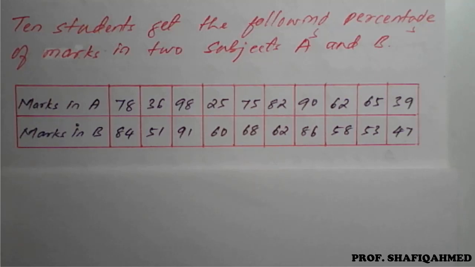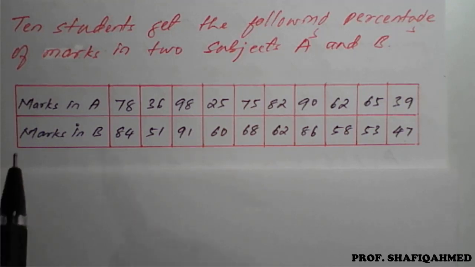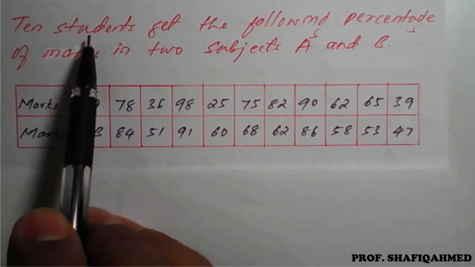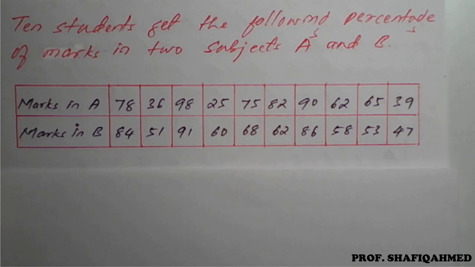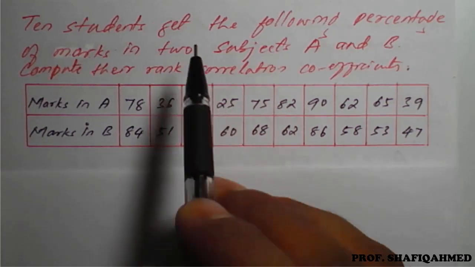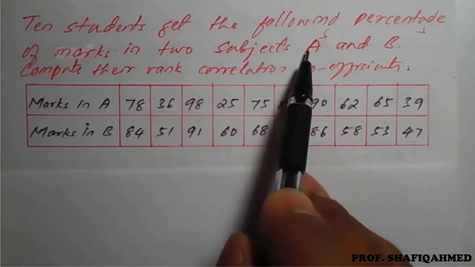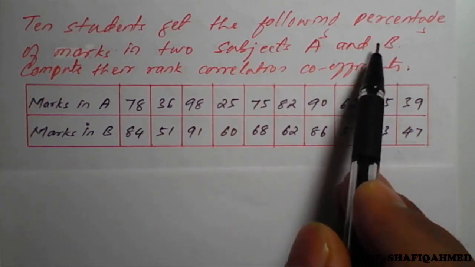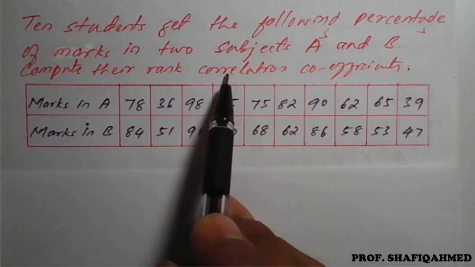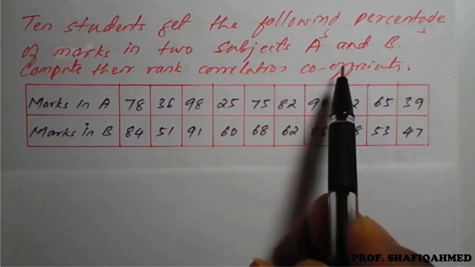In today's lecture we'll see a problem based on rank correlation coefficient. The problem is: 10 students get the following percentage of marks in two subjects A and B. Compute their rank correlation coefficient.